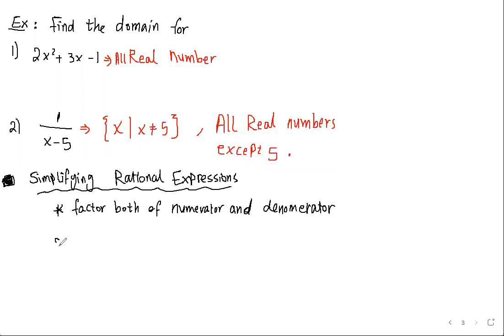Second step, use this property: AC over BC equals A over B. This means I cancel the common factor. So here we cancel the common factor, C with C, and it gives me 1. Let me give you an example and explain how we can do that.